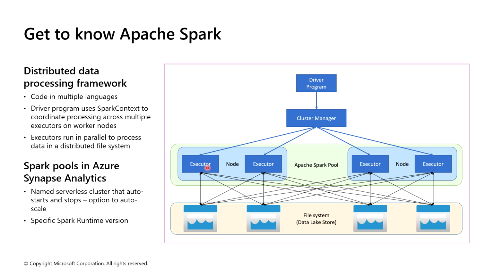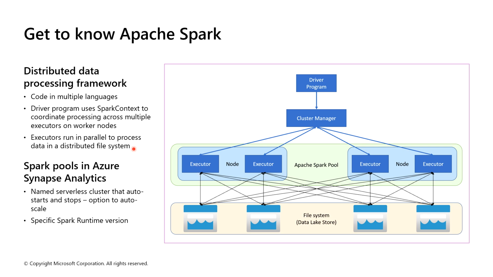When it comes to Azure Synapse, it uses a serverless cluster that auto starts when you need it, and it auto stops when idle to save cost, and it can also auto scale based on the workload. It is tied to a specific Spark runtime version. The main benefit of using Spark pools inside Synapse Analytics is that they don't need any infrastructure management, so we can just focus on the code.